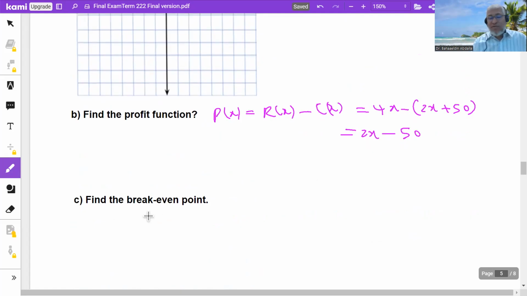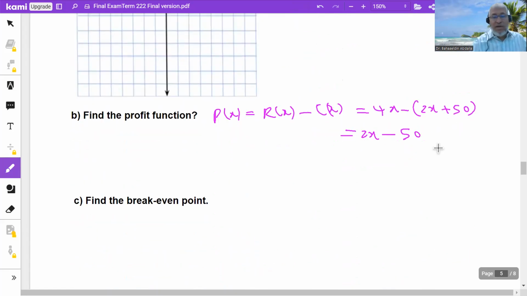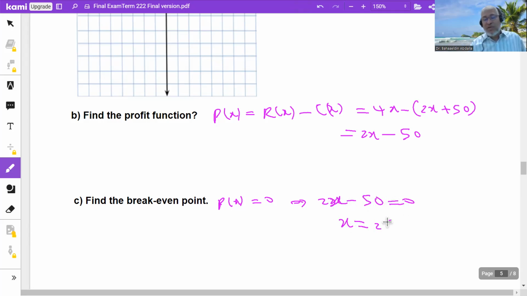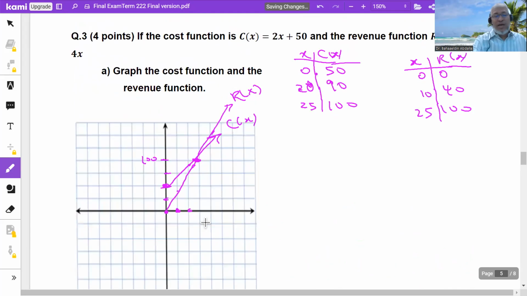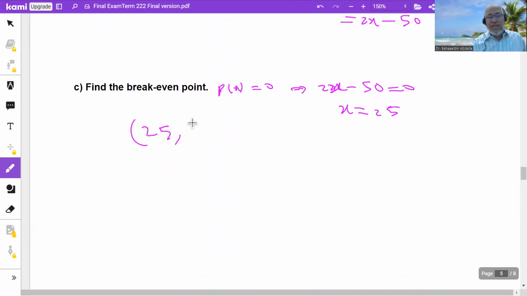Find the break-even point. You have different ways to find the break-even point. Either you put R(x) equals C(x) and you will find the answer, or also you can put the profit function equal to 0, because R(x) equals C(x) means P(x) equals 0. So 2x minus 50 is 0, 2x is 50, x is 25. If you put it in R here, 4 times 25 is 100. If you put it in C, also 2 times 25 is 50, plus 50, that's 100. So the break-even point is (25, 100).